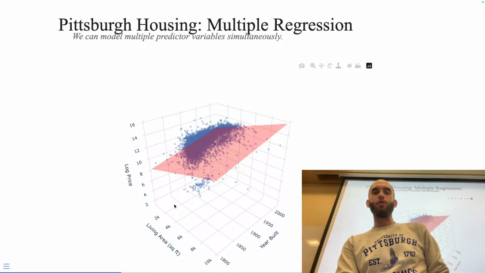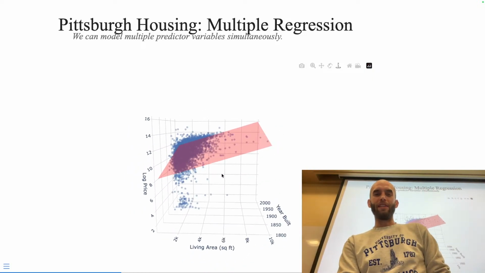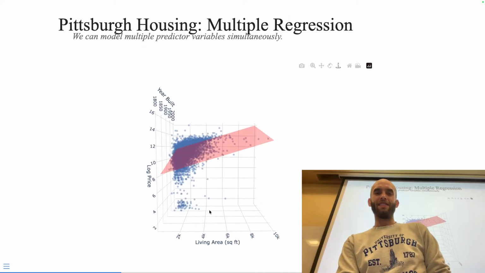If we were to just look at 2 dimensions, I'm just going to move this around a little bit. These are actual real data points taken from Pittsburgh housing prices. This is not simulated data.